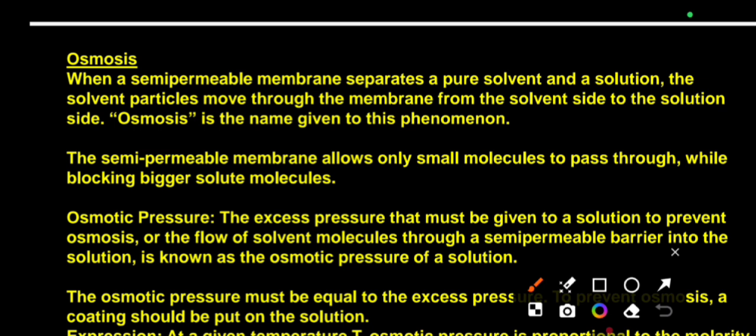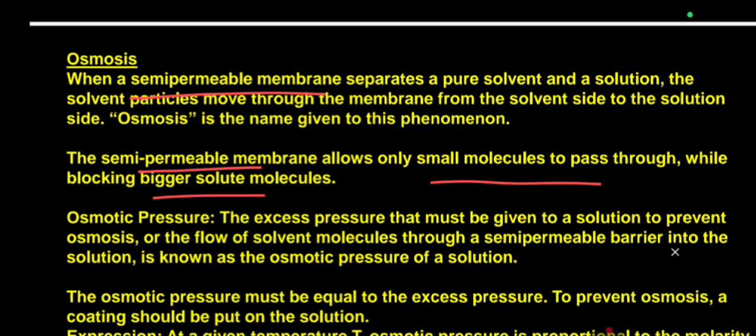Okay. And what we need is a semi-permeable membrane. Why? Because it will allow only the solvent molecules to pass through it, but it will not allow solute particles to pass through it. Is it clear? So it is written here also, semi-permeable membranes only allow the small molecules but not the bigger solute molecules. That's why in osmosis movement of water takes place, not the solute.